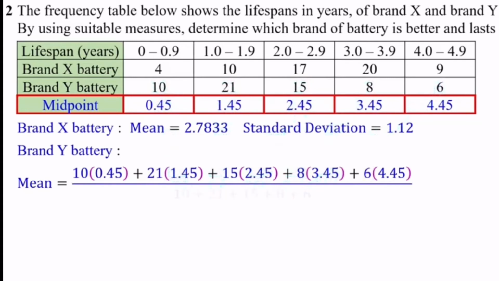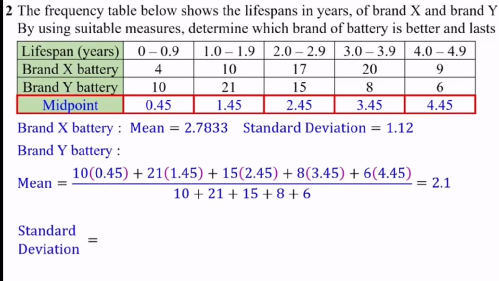So in order to find the mean, that is how you do it. You take the frequency times the midpoint, one by one, you add them up, and divide by total frequency. And the answer is 2.1. Are you getting 2.1? Yes, I'm very sure you get 2.1.